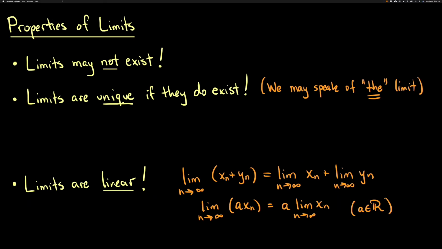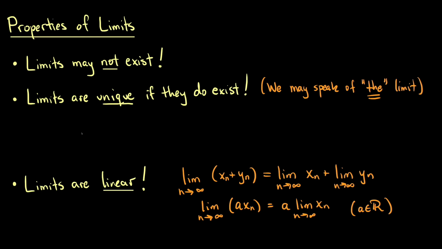Okay, let's discuss some properties of limits. First of all, limits may not exist. This may not be a surprise to you because this was also the case for functions only of one variable, just functions from R to R. So just because I've defined a function doesn't mean that I can just take a limit.